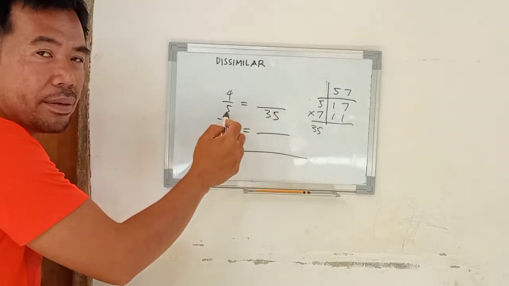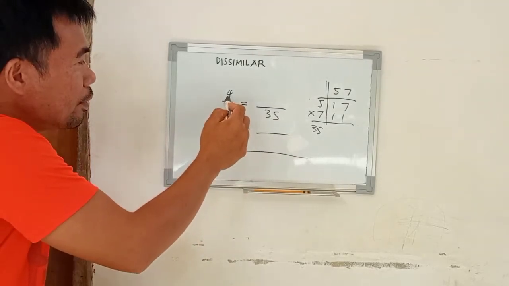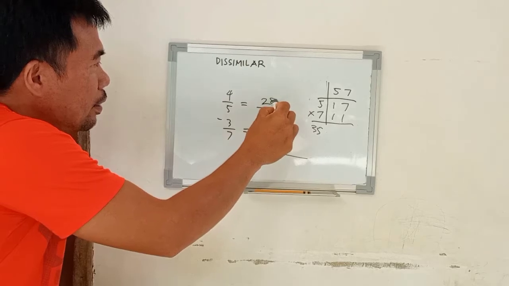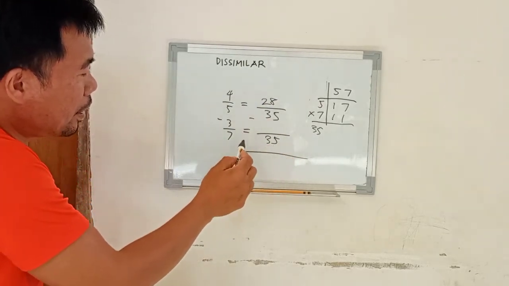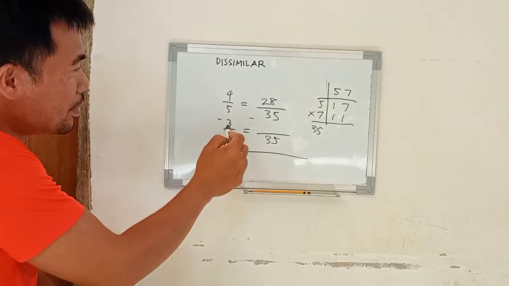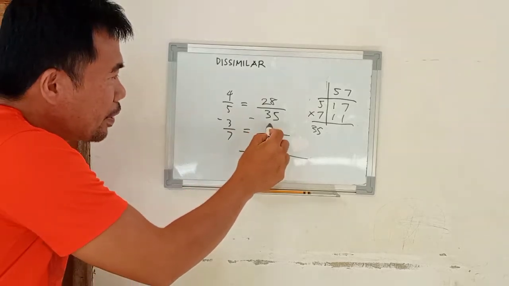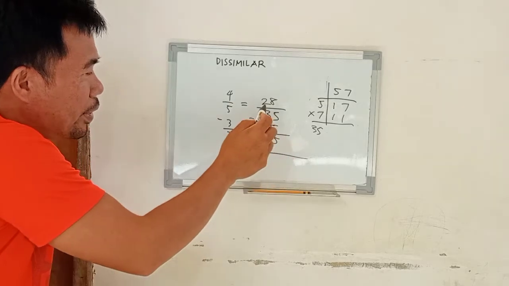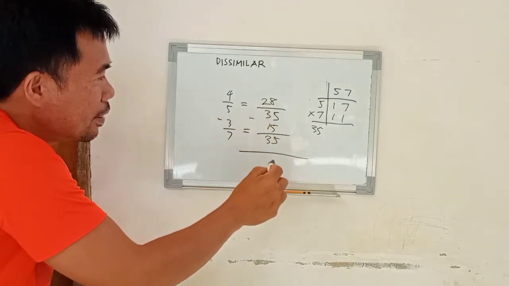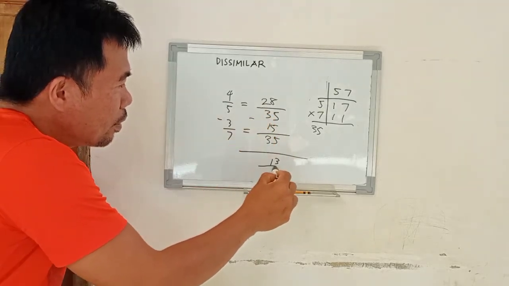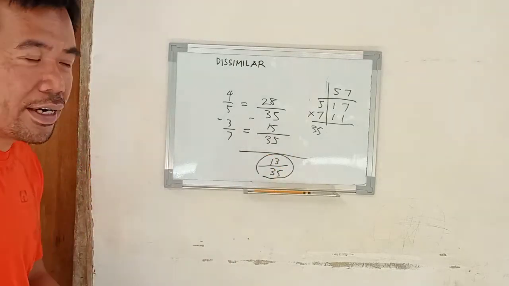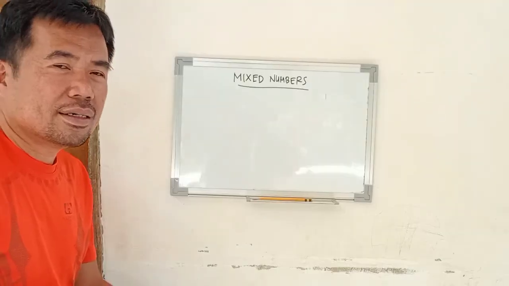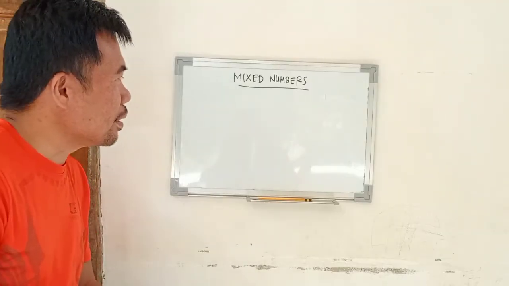35 divided by 5 is 7, times 4 is 28. Minus 35 divided by 7 is 5, times 3 is 15. So 28 minus 15 is 13 over 35. That's our final answer. Okay, lastly, mixed numbers.